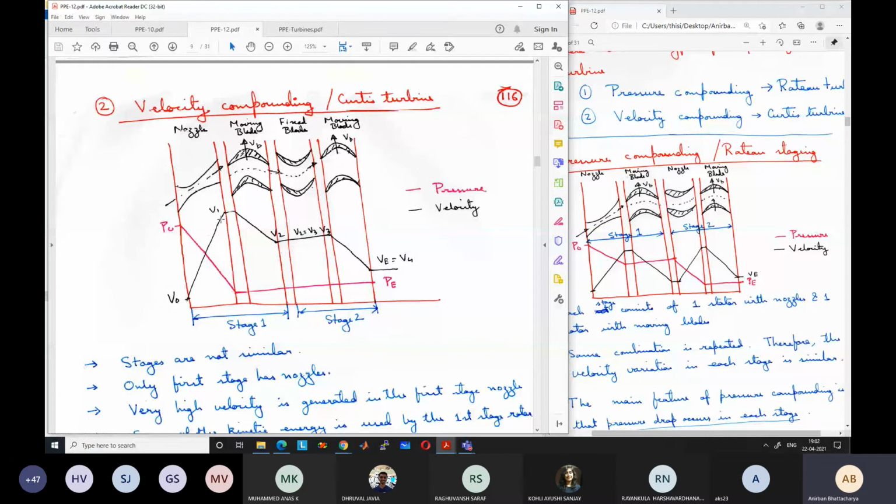And there are no nozzles, only fixed blades, and the only role of the fixed blade is to change the direction of the flow so that it is aligned with the next set of moving blades. Okay. So the only role of the fixed blade is to change the direction of flow so that it can enter smoothly the next set of moving blades. Otherwise, it does not have any role.